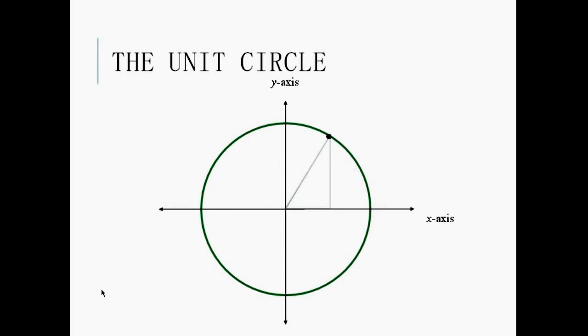In order to find other points on this circle, we're going to investigate the triangles that are made by the x and y coordinates. Since the radius of the circle is 1, the hypotenuse of the triangle is 1. Therefore, we can get that the cosine of the angle is x over 1, which equals x. And the sine of the angle is y over 1, which equals y. Similarly, the tangent of the angle is y over x, which is the sine of the angle over the cosine of the angle.